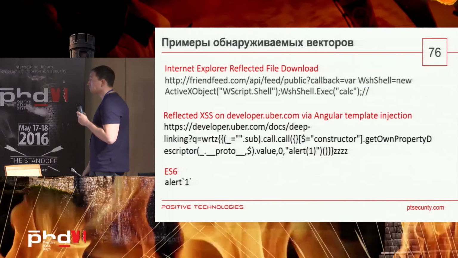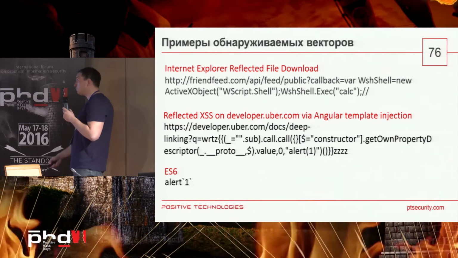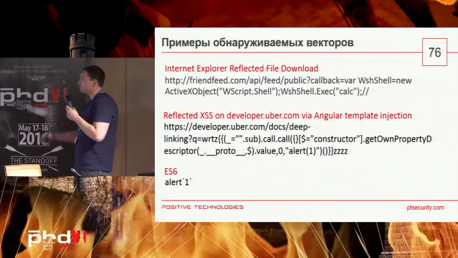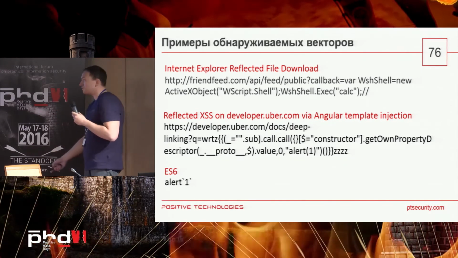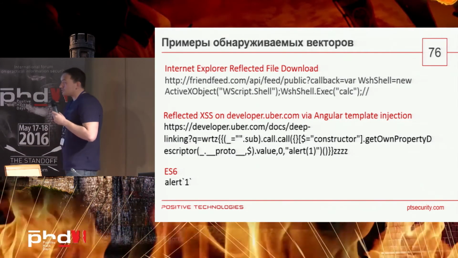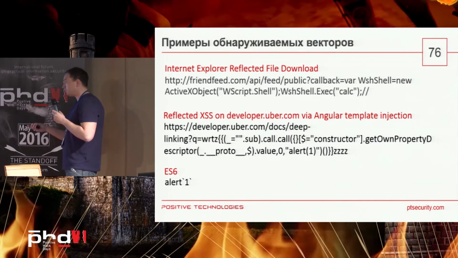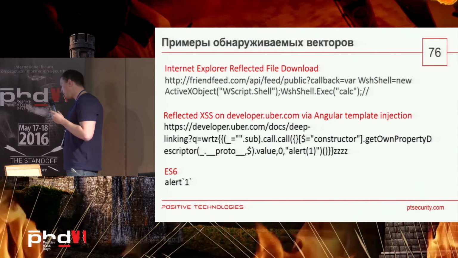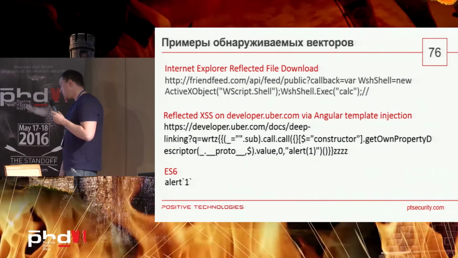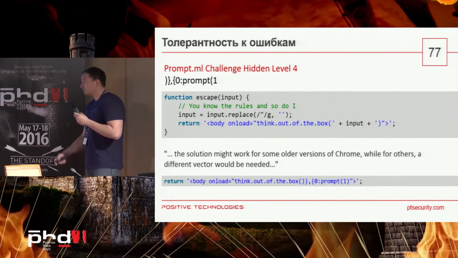There are very interesting mini challenge vectors identified. Reflected file download vectors are identified in this case as JavaScript code, so it's quite natural that they've been detected. ES6 is detected as standard, and it's enough for us to switch on the support for the standard in the parser.